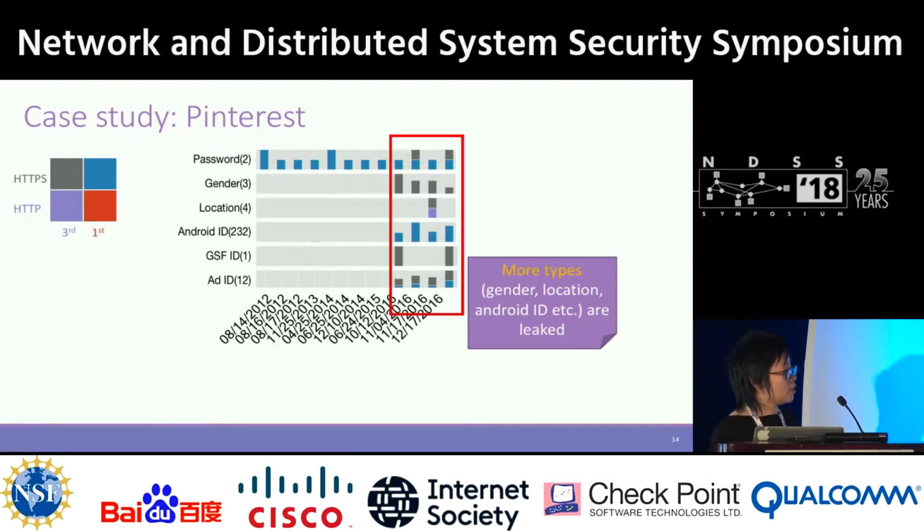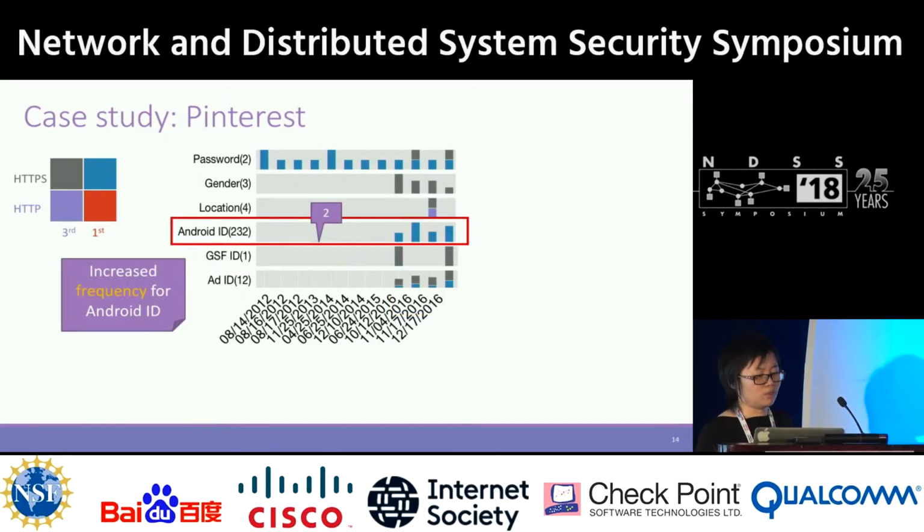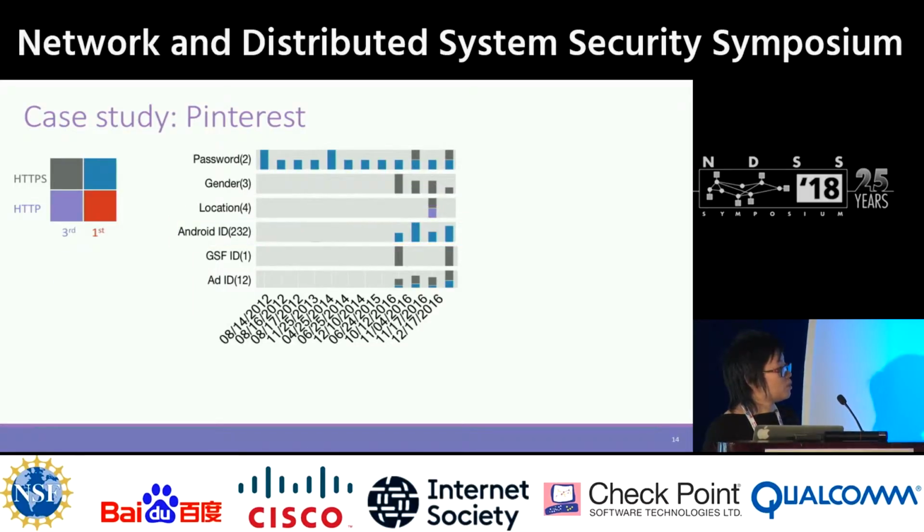Another significant finding is that if you look at the last few columns, there are more PII types that were leaked in more recent versions, including gender, location, and so on. So not just the unique types, but also the frequency of leaking a specific type changed over time. If you look at the Android ID, it was leaked only 2 times in 2013. However, it increased to over 200 times in 2016. Another dimension we look at is the protocols used. In the case of location, half of the time, it was actually leaked in plain text.